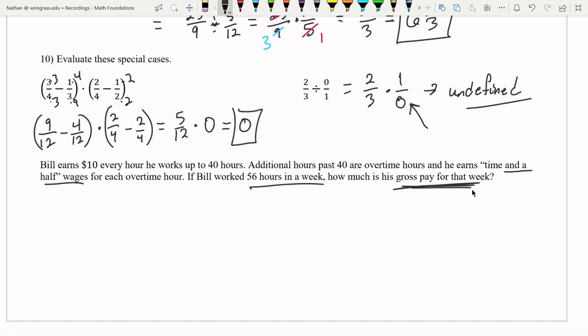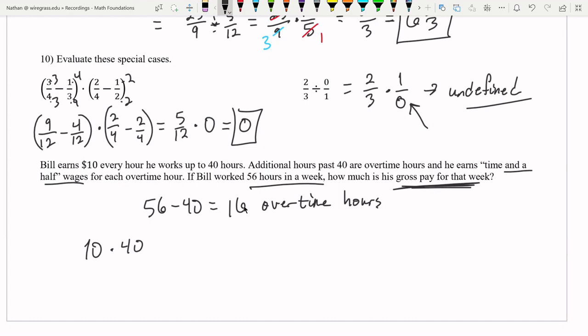But gross pay is easy to calculate from how much do you make per hour and how much did you work. So 56 hours in a week, and we know that 40 hours are normal hours, but every hour above that is going to be overtime. So 56 minus 40 is 16 overtime hours. So we can take this in two parts. We have the 40 regular hours that he works, and he makes $10 for all those 40 hours. So he makes 10 times 40. That's how many dollars he makes in that original 40 hours.